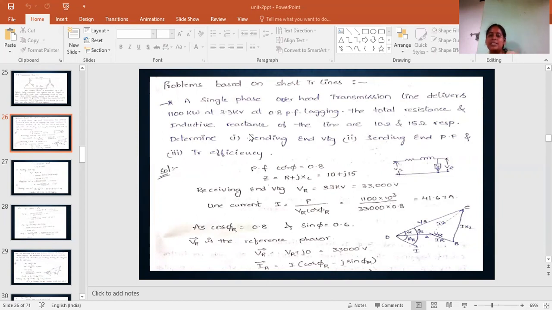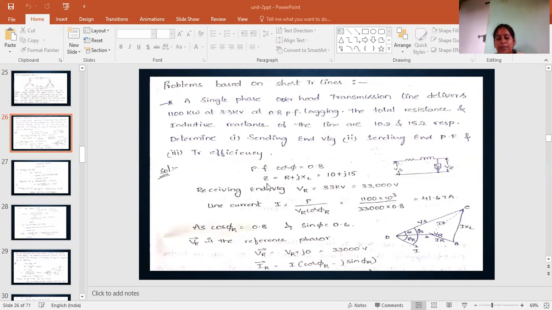So only resistance and inductance values are there in the short transmission line. In the short transmission line, only the resistance and inductance are there. In the problem, the given data is resistance and inductance, that is nothing but the short transmission line. Here the inductive reactance of the line is 10 ohms and 15 ohms respectively.